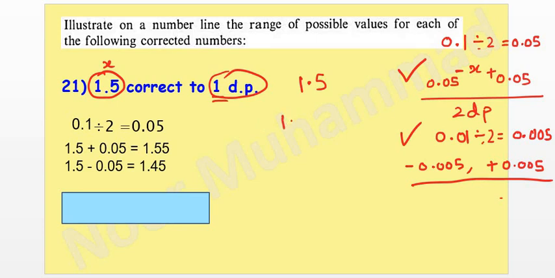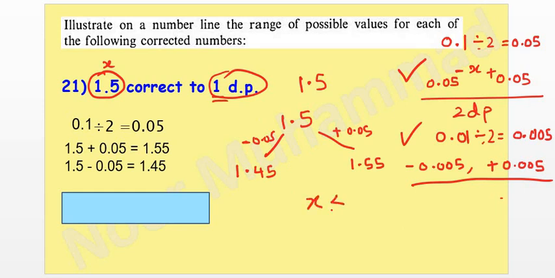So you will say 1.5 minus 0.05 will give you this side of the range. It will be 1.45. And now on the other side you will add 0.05, which will give you 1.55. Now how can you write the inequality? You will say x is less than 1.55, and on the other side x is greater than or equal to 1.45. This will be your answer.